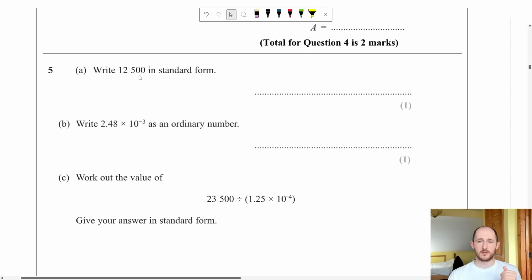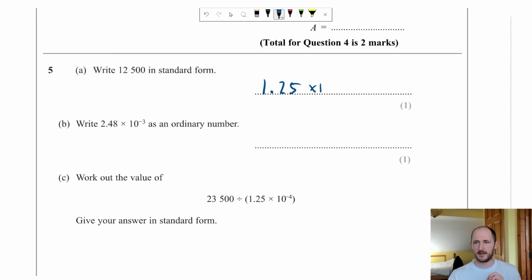Writing 12,500 in standard form, here's my trick. I write the first non-zero digit, so 1, and I put a decimal point afterwards. Then I write all of the other non-zero digits, so 25. Then I put the times 10, and all I do is I count how many digits are after that first digit I wrote, so after the 1. There's 1, 2, 3, 4. And that would be it. That's all I'll do for working out that one.